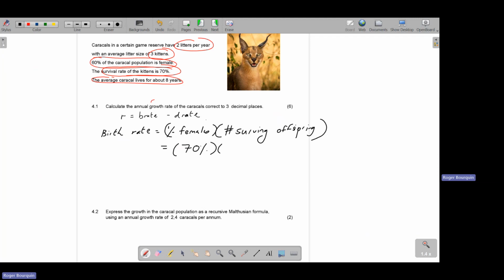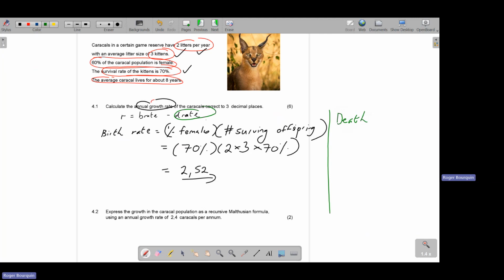Okay, in 1 annum, because it's an annual growth rate, the number of surviving offspring, well, each female has 2 litters per year. In each litter, she has 3 kittens, so she has 6 kittens per year. Of those, 70% survive. So if you stick that into your calculator, you should get an answer of 2,52. That comes up a lot, your birth rate, percentage female times number of surviving offspring.